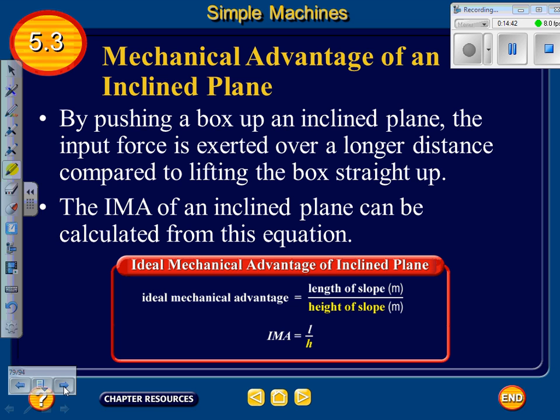The ideal mechanical advantage of an inclined plane can be calculated from this equation. Ideal mechanical advantage of an inclined plane equals the length of the slope divided by the height of the slope, or IMA equals L over H. And again, we'll be doing some problems later on in the week or next week related to these mechanical advantages, so you get an idea of how we use them and how to do them.